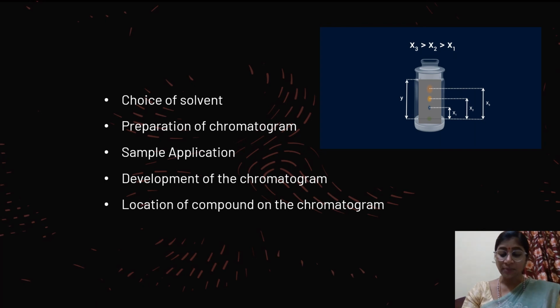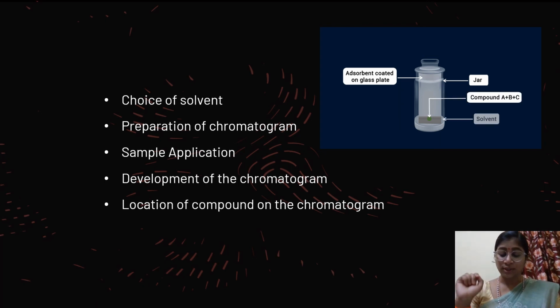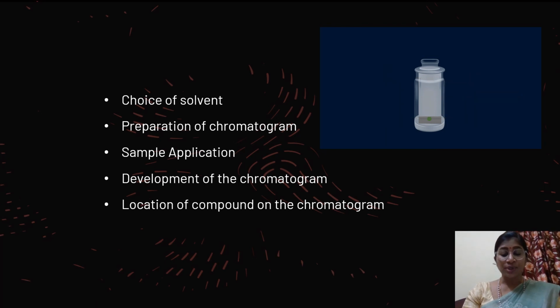After a certain time, when the solvent has moved to about 10 to 20 centimeter above the origin, the plate is removed from the tank and the solvent front is carefully marked. The solvent is evaporated. Then last one, location of compounds on the chromatogram. Colored compounds can be identified by visual inspection. To identify colorless compounds, physical or chemical methods are adopted.